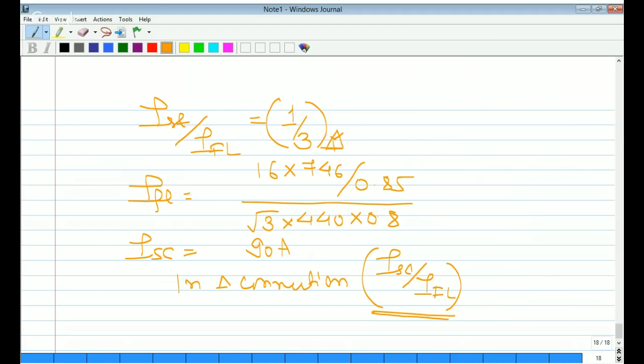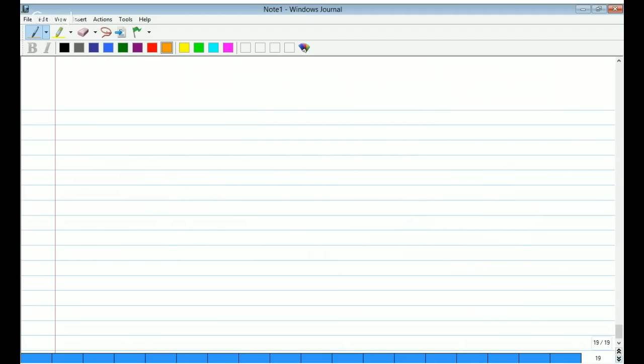The steady state magnitude of capacitor voltage. See, this is a very simple question. Once the switch was closed for a long time, the inductor would become short circuited. In that case, IL would be 10 by 1, that is 10 ampere. So that is the steady state inductor current.